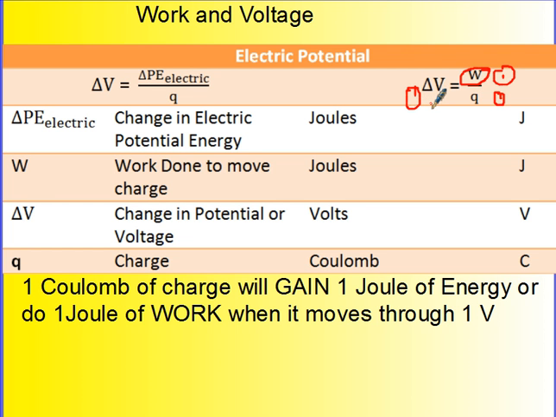All right. So what if this was 2? Delta V is work divided by Q. What if I had 1 coulomb of charge? We'll get how much energy or do how much work when it moves through, say, 2 volts. And clearly it's going to do 2 joules of work if it moves through 2 volts.